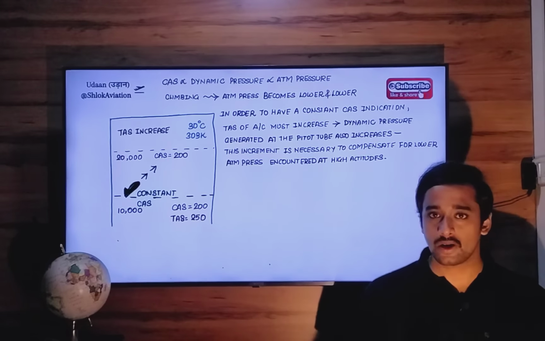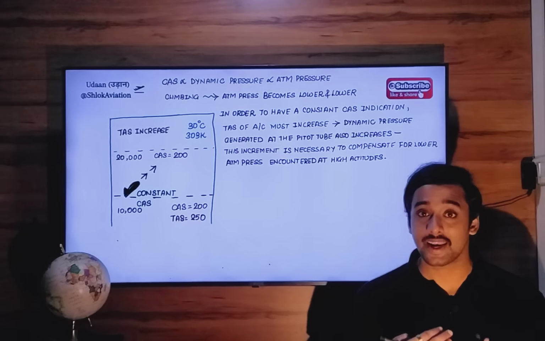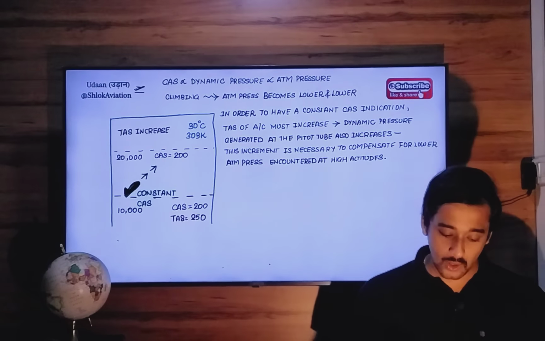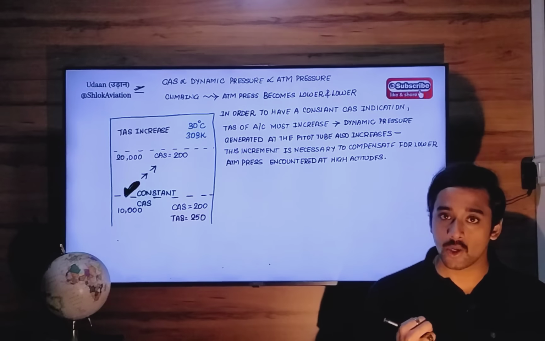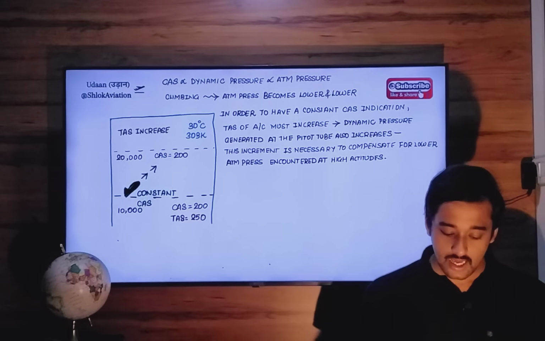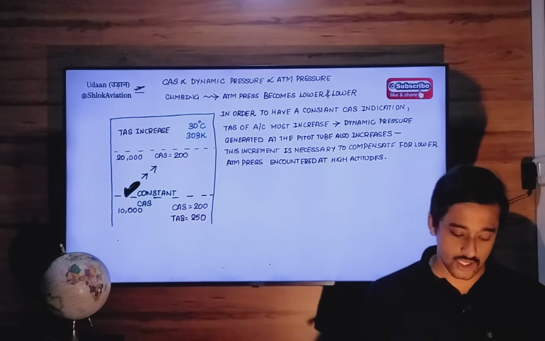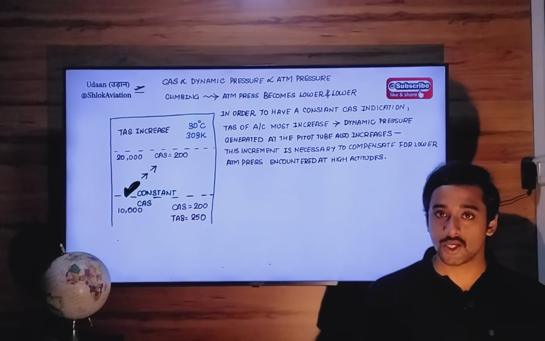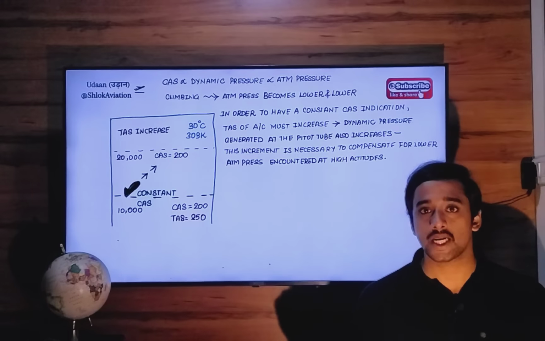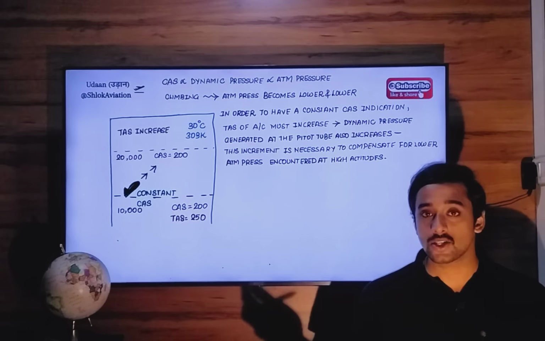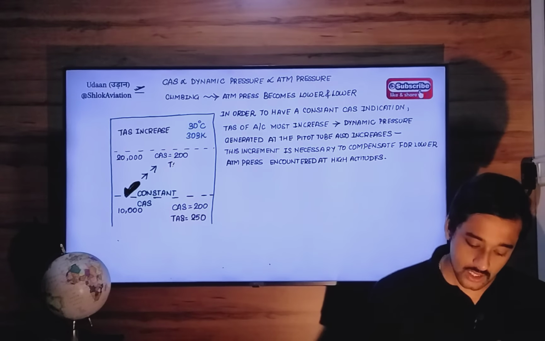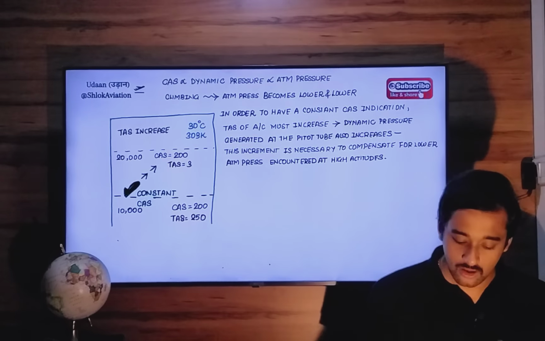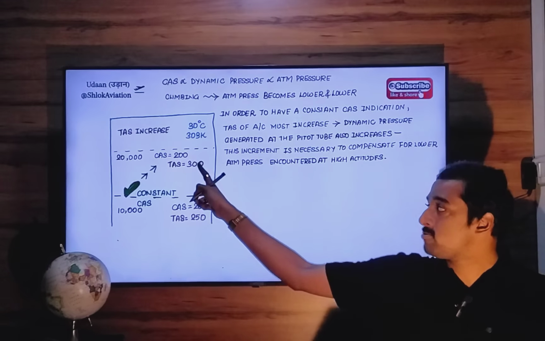Okay, I have not used a calculator. This may not be the correct accurate value, but just for understanding, I am taking this value. Now, when we climb to a higher altitude of 20,000 feet, calibrated airspeed 200 knots, the true airspeed should increase in order to maintain a constant calibrated airspeed indication. Your true airspeed must increase. So true airspeed, let's say, becomes 300 knots. From 250 knots, it has become 300 knots.